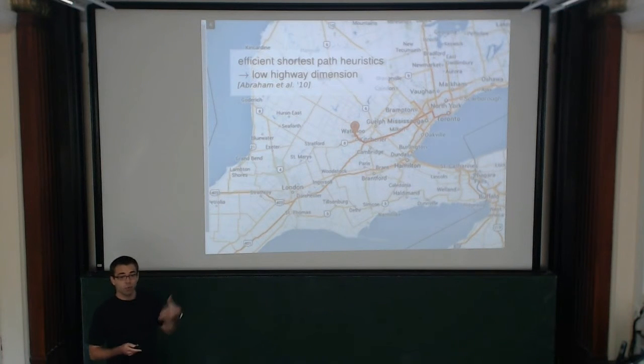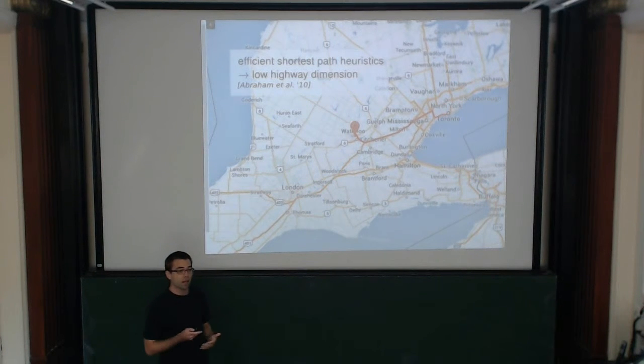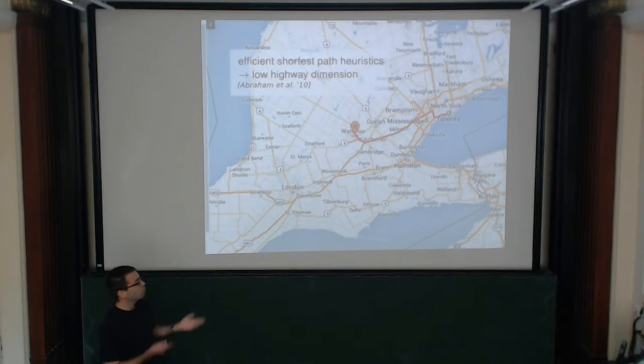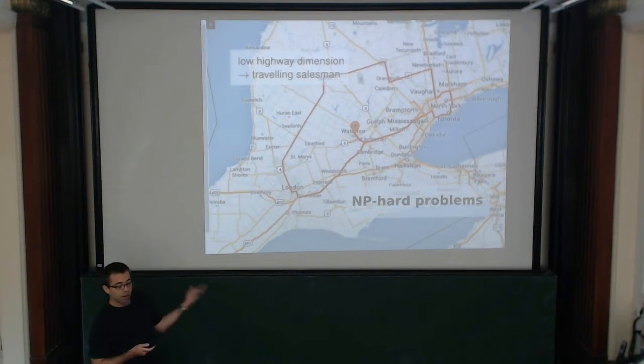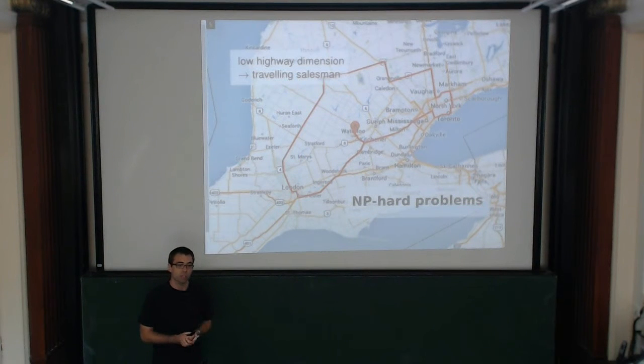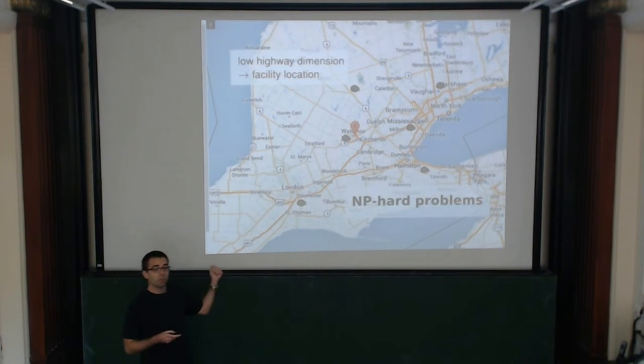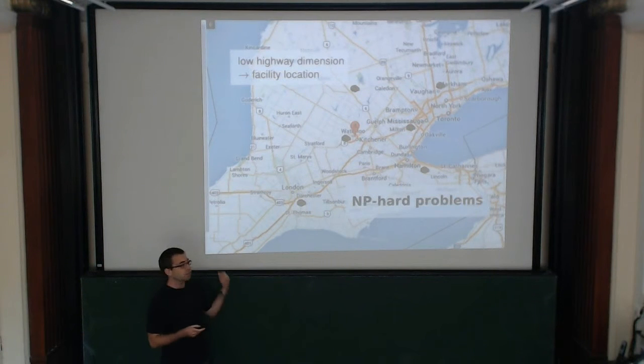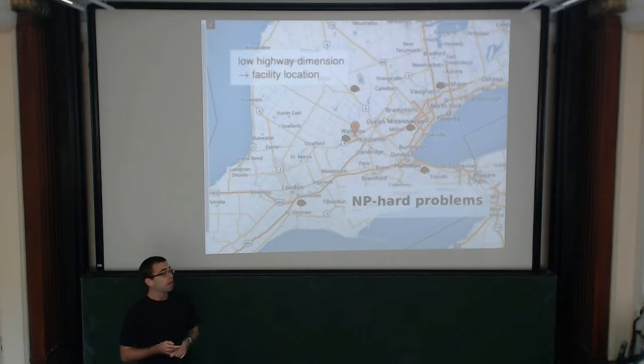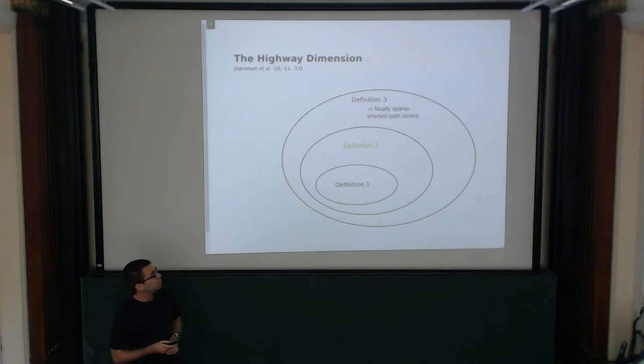But what we were interested in is a different point of view. We were interested in NP-hard problems that typically arise on transportation networks. For example, the Travelling Salesman problem, well, you all know the definition, or also a facility location problem. We then assume that the input is a low highway dimension graph, and now we want to solve this problem. We have a general approach to do this, but before I go into that, let me just give you the formal definition of the highway dimension.